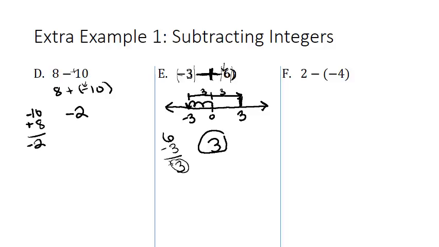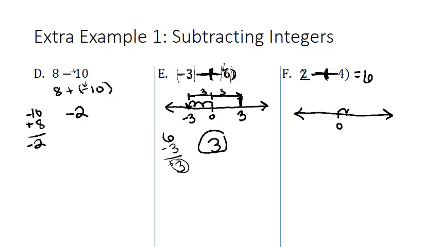Now, as we look at this last one right here, we have 2 minus a negative 4. And when we're subtracting a negative number, it's just like adding a positive number. So we have 2 plus 4, which is equal to 6. So as we look at this, again, we could put this on our number line, and we can say, okay, here I am at 0.